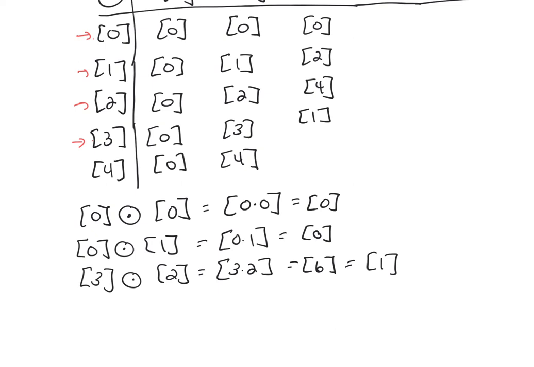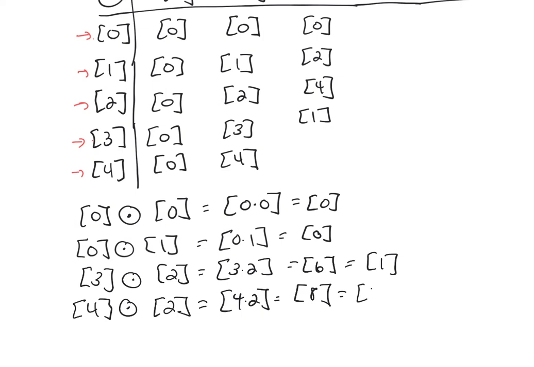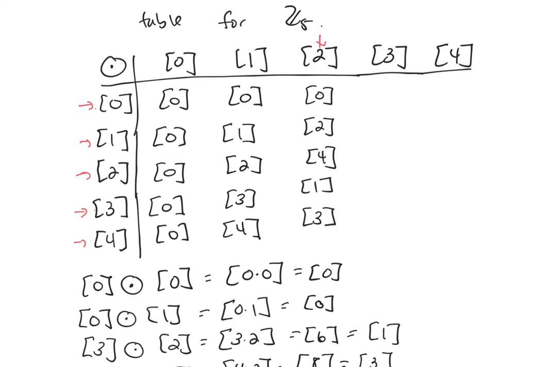And then for the last one, you're going to take 4 times the equivalence class of 2. So 4 times 2 would be 8. Again, you need to reduce that down. What's my remainder when I divide 8 by 5? You get a remainder of 3. So we finished the column for 2.